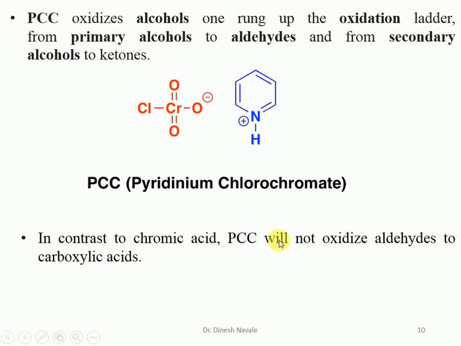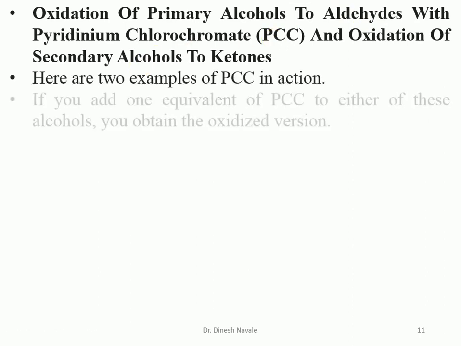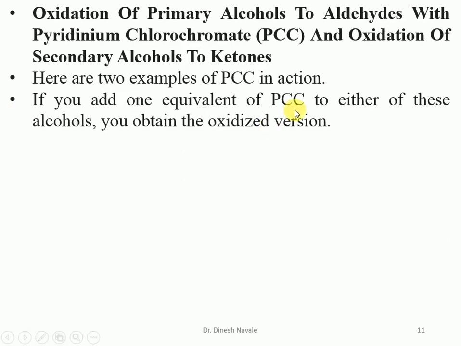In contrast to chromic acid, PCC will oxidize alcohol only to aldehyde, and it will not further oxidize the aldehyde into the carboxylic acid. So it is a selective reagent utilized for the conversion of primary alcohol into the aldehyde. We have seen two examples: oxidation of primary alcohol to aldehyde with pyridinium chlorochromate and oxidation of secondary alcohol to the ketone. One equivalent of PCC can be utilized for this oxidation process.